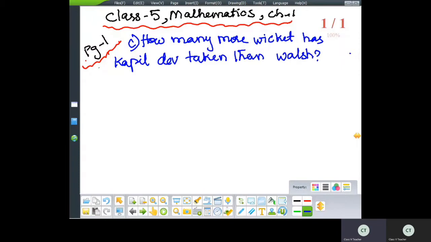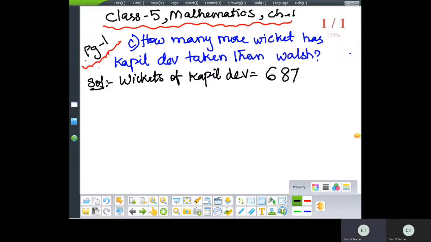So firstly, the wickets of Kapil Dev. Wickets of Kapil Dev is equal to how much? So Kapil Dev, how much, children? 687. Walsh, how much? 519. So wickets of Walsh are 519. So more than means what? Subtract. More than means subtract. Yes. So let us do the subtraction part.